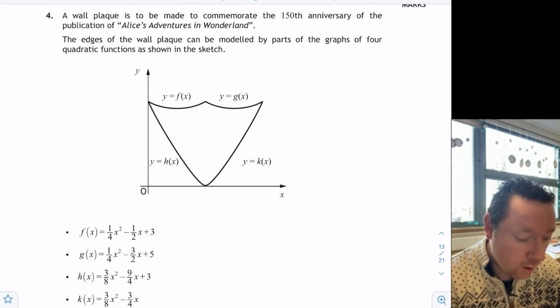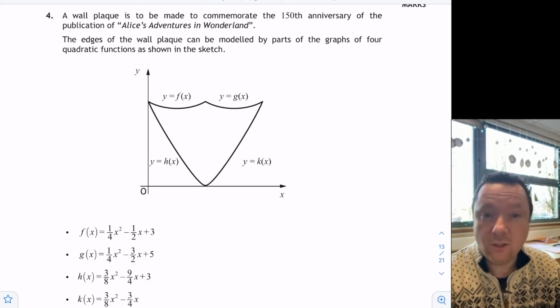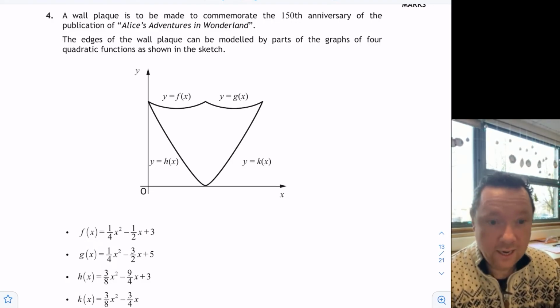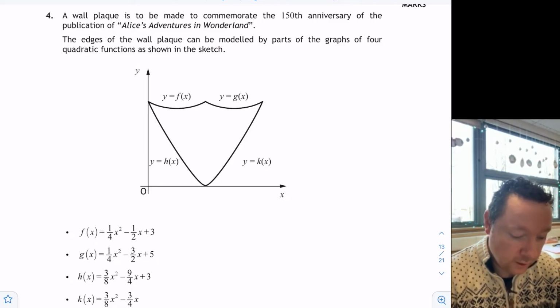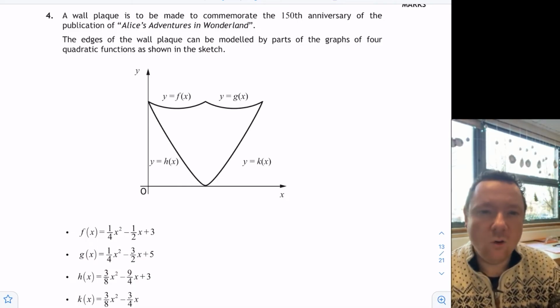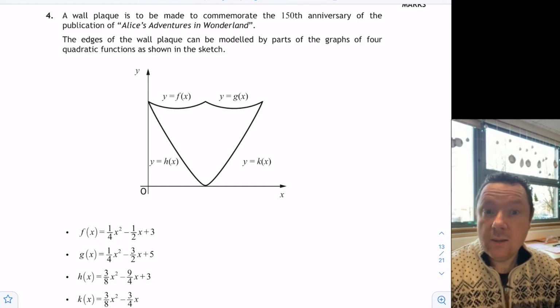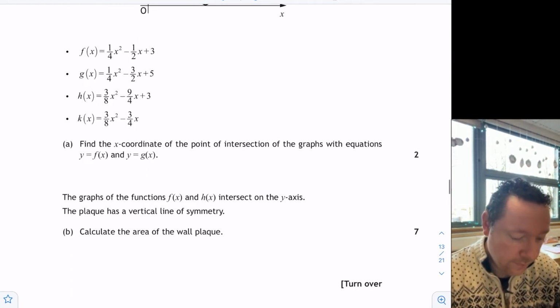Okay, this one was about a wall plaque made to commemorate the 150th anniversary of the publication of Alice in Wonderland. The edges of the wall plaque are modelled by quadratic functions, and it gives you 4 bullet point equations. What makes this one difficult is it gives you all these equations and all this information, but you just need to keep your head. So let's look at part A.